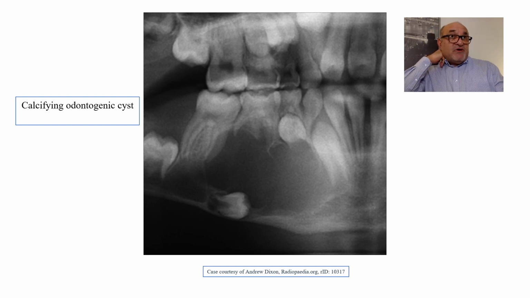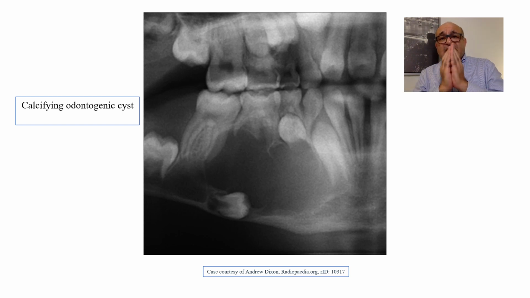Radiographically, these lesions would appear as a well-defined, either unilocular or multilocular radiolucency, where you can see radio-opaque foci inside the lesion, which gives it the multilocular appearance. So, a calcifying odontogenic cyst is a cyst which is well defined and may cause pushing of the teeth.